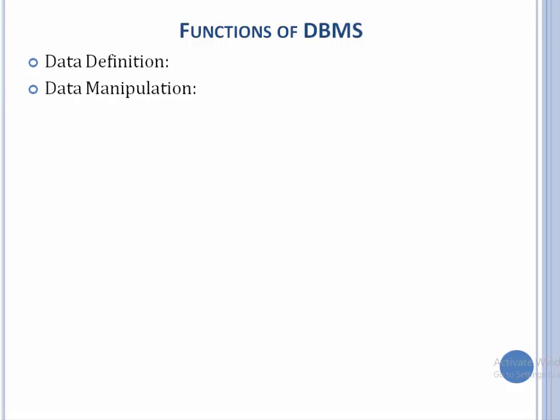This is called a catalog or metadata. And next one is data manipulation. Once the data structure is defined, the next operations to be performed are inserting the data, modifying or deleting it.